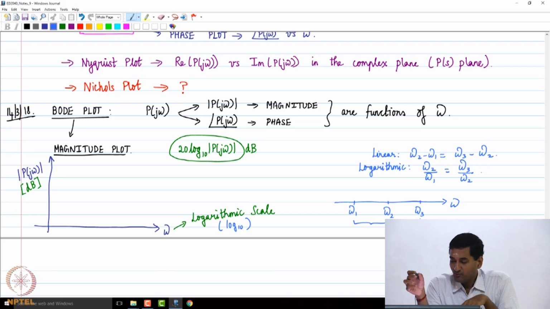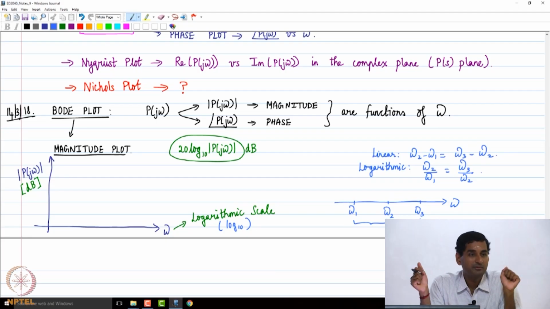But then why do we use a logarithmic scale? Why do you think one should use a logarithmic scale instead of a linear scale? There is too much variation with omega. The variation of mod of P(j omega) is not repeating, or you can see variation over a vast space. Yes. One point is that you can essentially plot a wide range of omega, right?